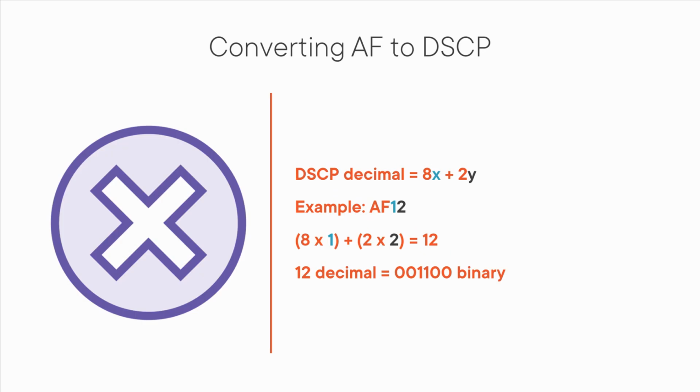By the way, to find the DSCP value of any AF class, use the formula 8x plus 2y. For example, AF12 would have a DSCP decimal value of 8 times 1 plus 2 times 2, which of course equals 12. Converting 12 decimal to binary gives you 001100. That is the value that would be placed in the 6 high order bits of the ToS field in the IP header. Personally, just in case you're wondering, AF is my favorite PHB.